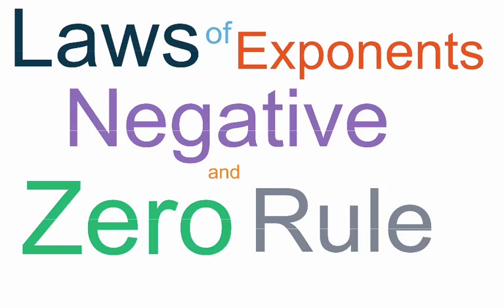Okay, so let's look at the negative and the zero rule with exponents. We've looked at the product rule and the power rule with exponents, and the quotient rule when we divide. But what if we have negative exponents, like 2 to the negative 2 power, or we have 0 as an exponent, like 2 to the 0 power? What does that mean? What do we do when we have those?